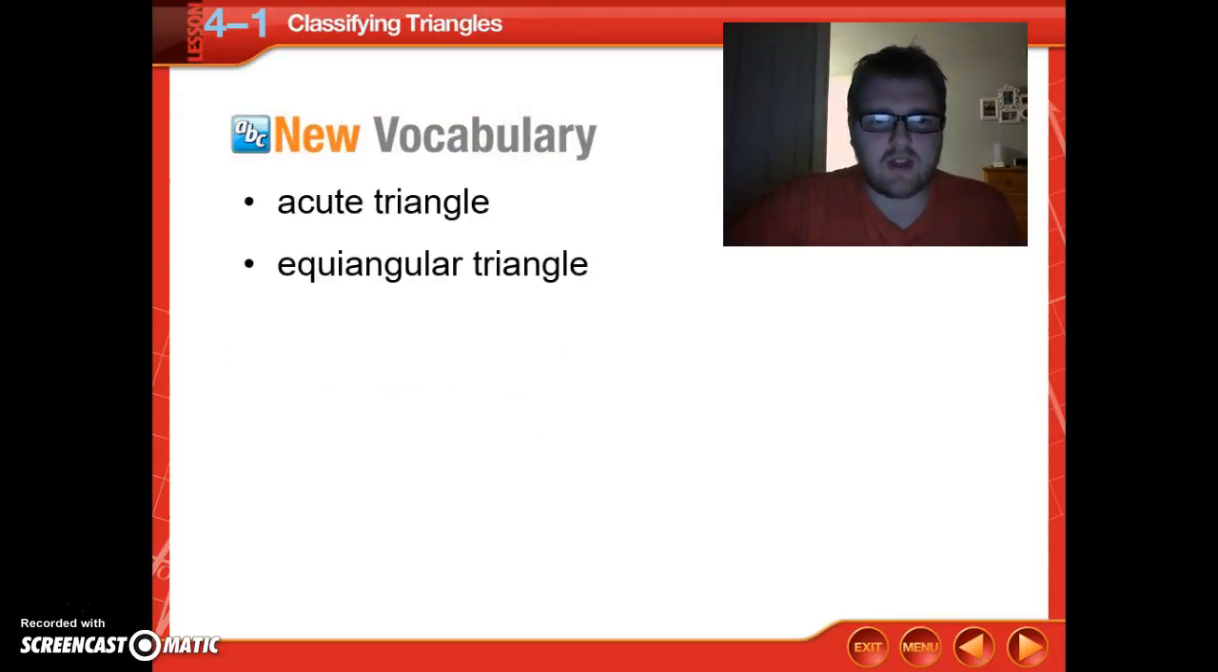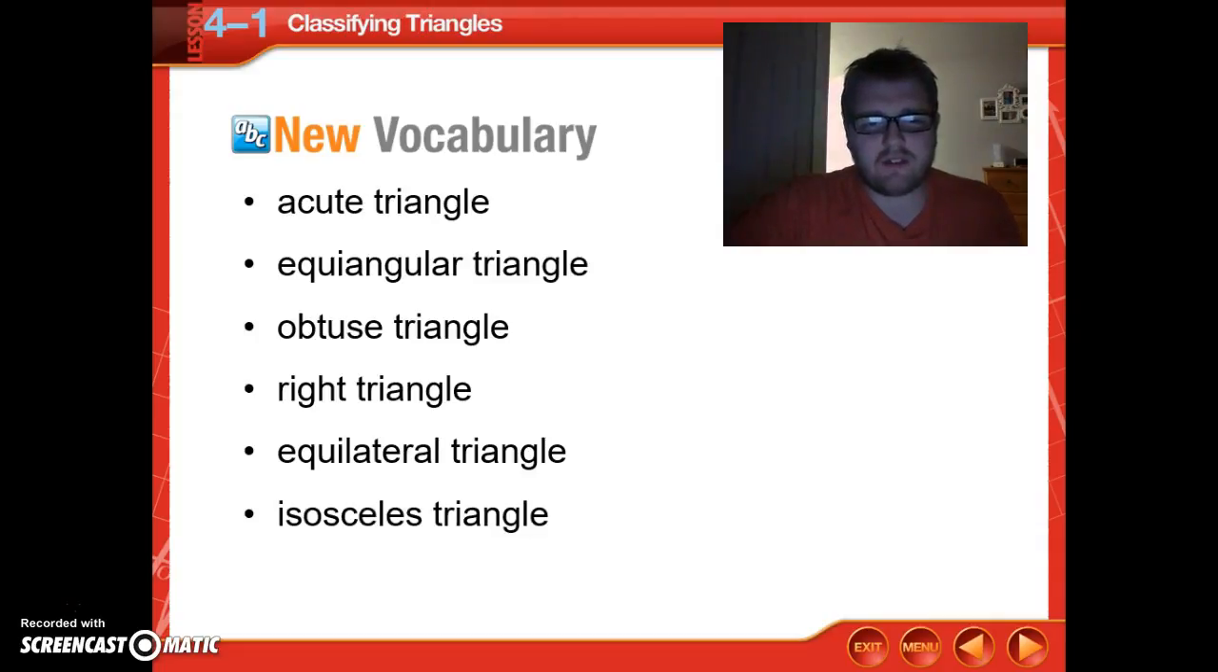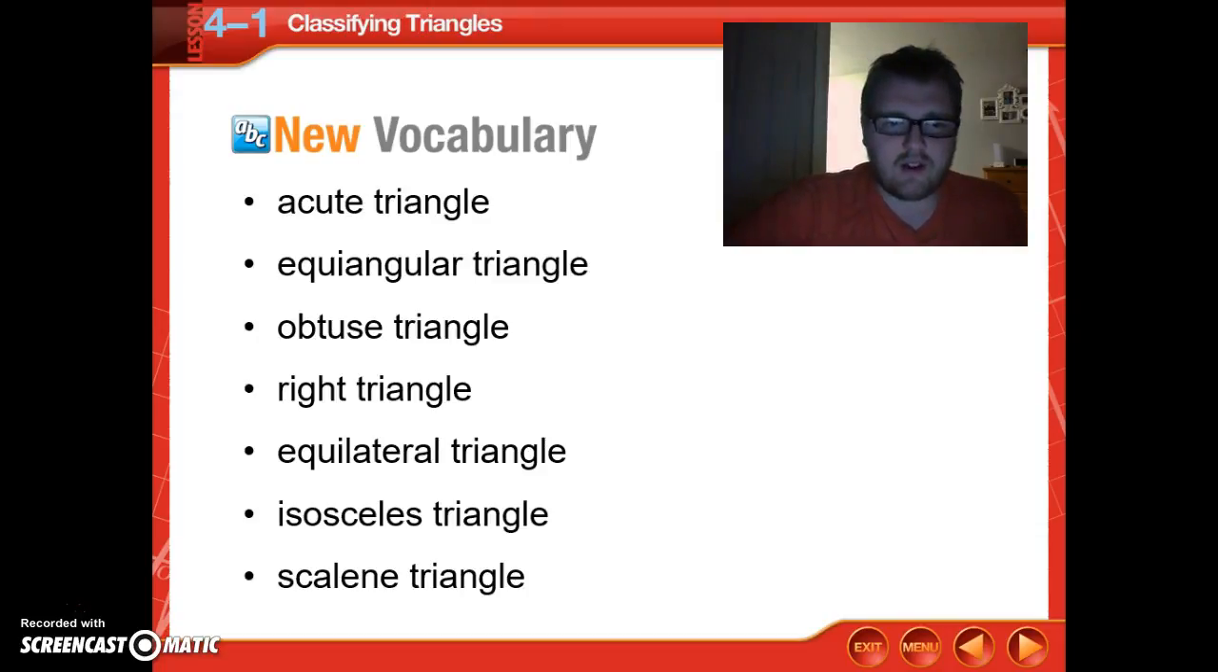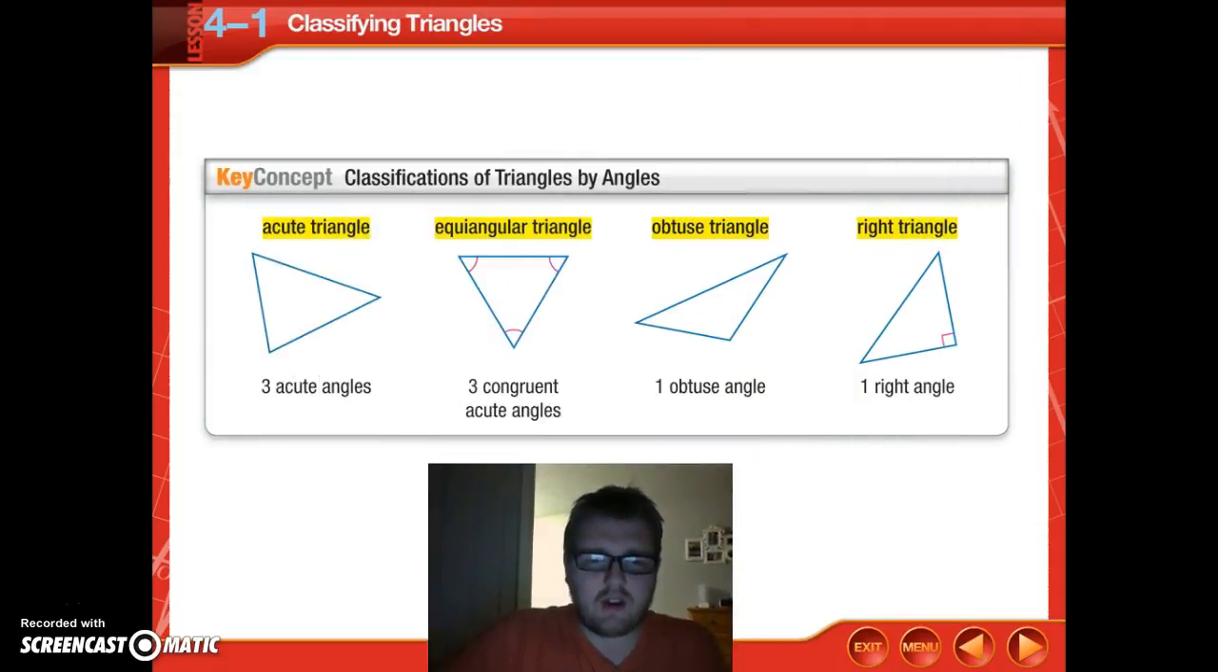So just some words we're going to look at: acute triangle, equiangular triangle, obtuse triangle, right triangle, equilateral triangle, isosceles triangle, scalene triangle. The top four define the triangle by their angle measures. The bottom three define the triangle by their side measures. So look at the angle measure classifications.